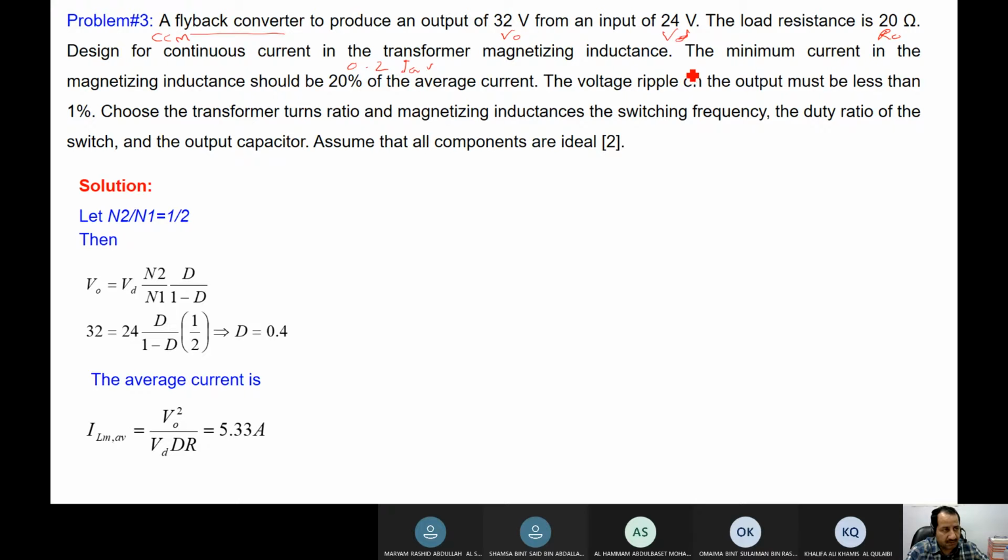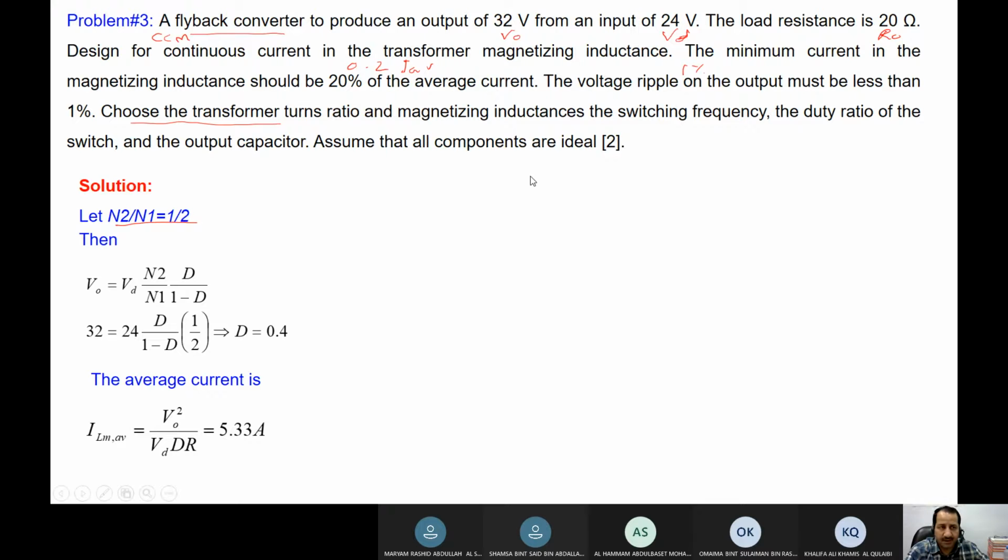Okay, the voltage ripple on the output must be less than 1%, mean 0.01. Choose the transformer turn ratio, so you will assume it. As example here, I assume it N2 to N1 is 1 to 2. You can assume whatever the value you want. And magnetizing inductance, the switching frequency, the duty ratio of the switch, and the output capacitor. Assume that all components are ideal.